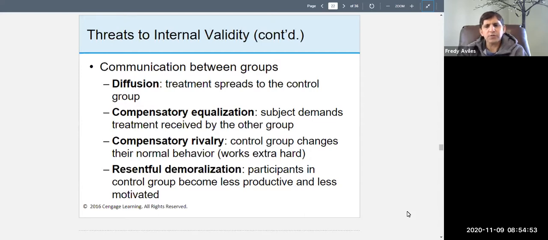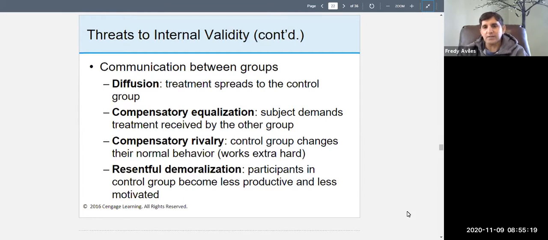It could also happen when you're testing different teaching methods at school. Let's say one group of kids is getting the more advanced teaching method and they're doing better, and the control group is getting the outdated, not so good teaching method, and they're not doing as well. Maybe they find out that they're not doing as well, and because of that, they study harder. They try harder to catch up to the other group.